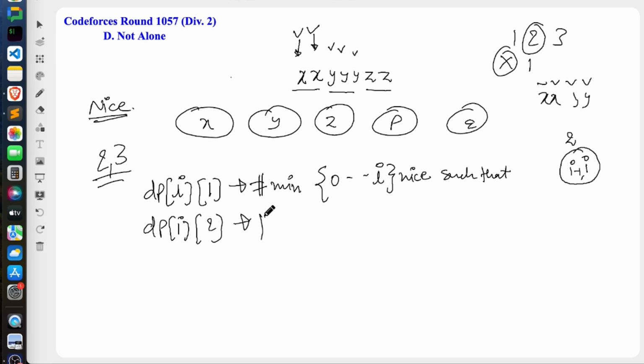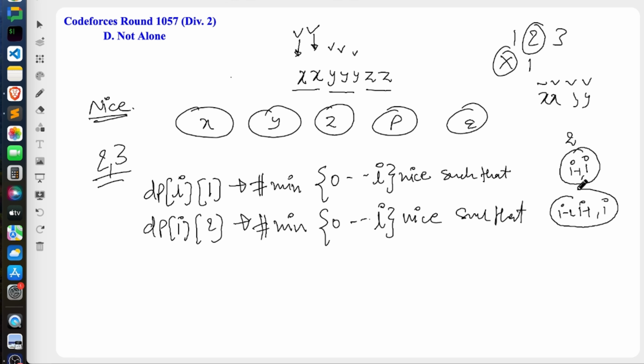Similarly, DP of I, 2 is the minimum number of operations required to convert subarray 0 to I into a nice array, such that I minus 2, I minus 1, and I form a block of size 3, right? And they are nice. So I hope you understand this part.